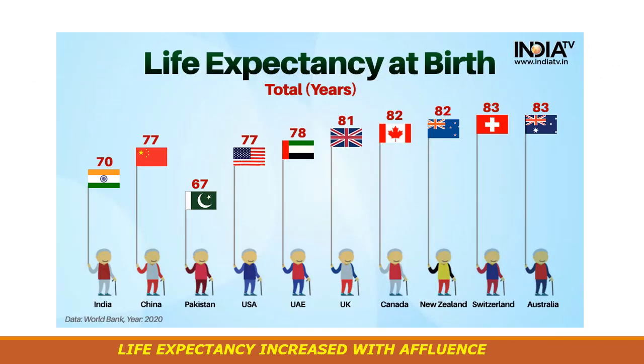Here I wish to highlight the life expectancy at birth. Some selected countries are here, like India, China, Pakistan, USA, UAE, UK, Canada, New Zealand, Switzerland, and Australia. From this, we can see that the life expectancy at birth is increasing with affluence. That means the richer or more developed the country, the higher the life expectancy at birth. Perhaps this is connected with the lifestyle and also the food habits, which we are going to see next.